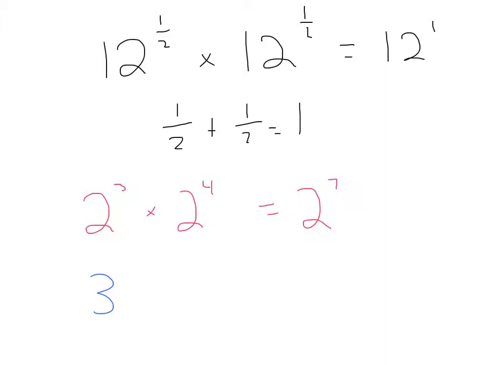So I'm going to try just one more. Say we've got 3 to the 6 times 3 to the 3rd, and I want you to pause the video right now and try to figure out this answer. So using what we learned earlier, when we're multiplying two numbers that have the same base, then all we need to do is just add the two exponents. We have a 6 here and a 3 here. 6 plus 3 is 9, so the answer to 3 to the 6 times 3 to the 3rd is just 3 to the 9th.